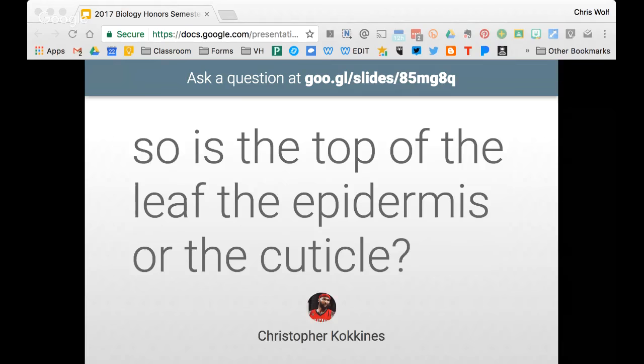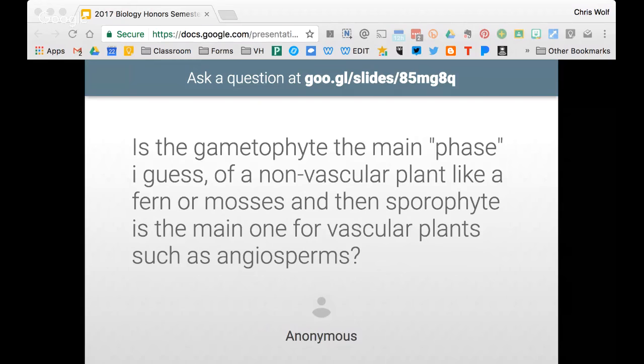Is the gametophyte the main phase of a non-vascular plant like a fern or moss? And then the sporophyte is the main one of a vascular plant such as angiosperms. Close. Gametophyte is the main stage of life only for mosses. Everything else, ferns and above, it's sporophyte. And the sporophyte gets bigger as you go from ferns to gymnosperms and angiosperms, and the gametophyte gets smaller. In fact, so small it becomes a pollen grain in your seed-producing plants.